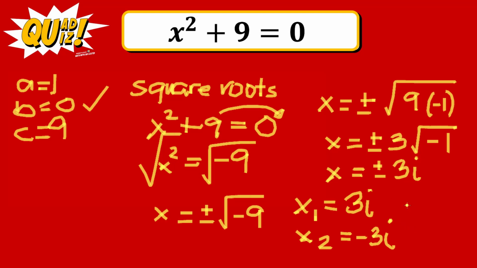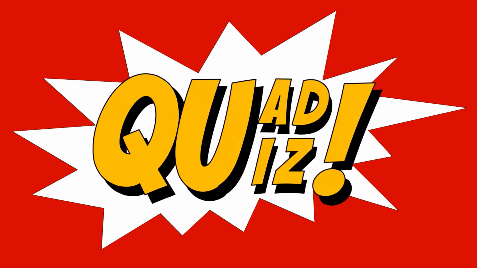Bottom line, our goal here is to come up with the roots, and we use a specific method when b is equal to 0, and that's by extracting square roots. This is the discussion for this QuadQuiz.